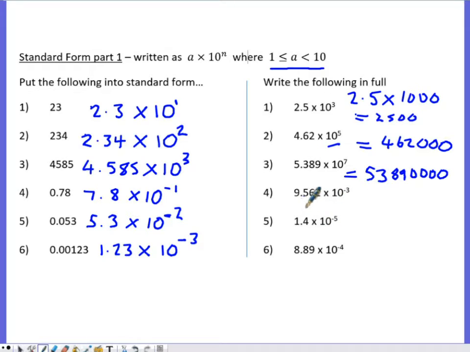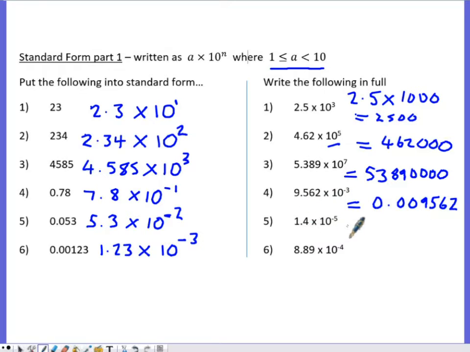So this time, if I move this 3 places to the left, well, if I move it 1 place, it would end up at 0.9. But I need to move it 3 places, so I'm going to get 0.009562. Always a good idea to check your answer. If I move the decimal point back 1, 2, 3 places, I do get the answer that I want.